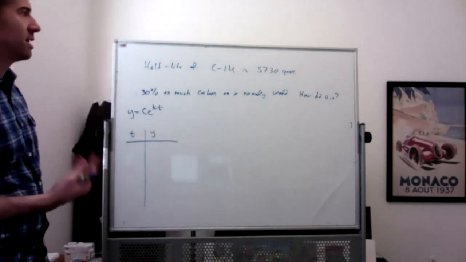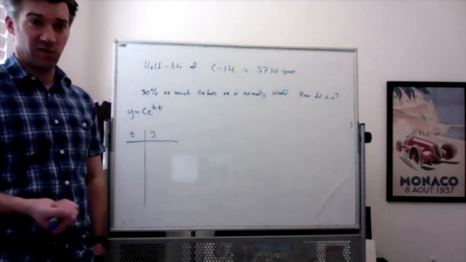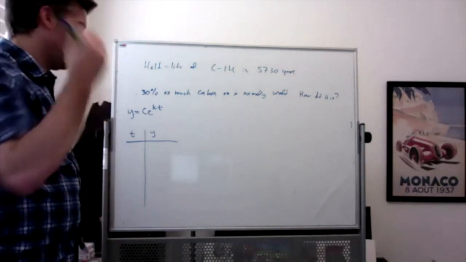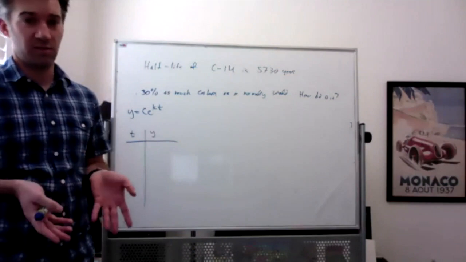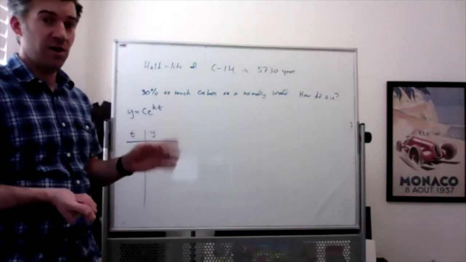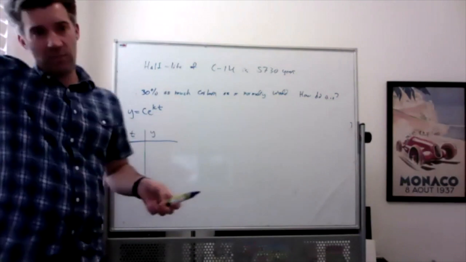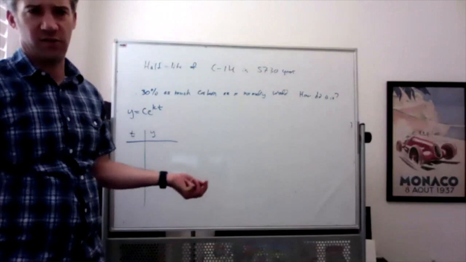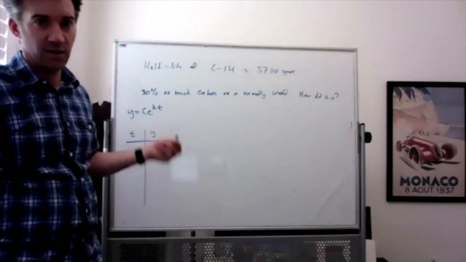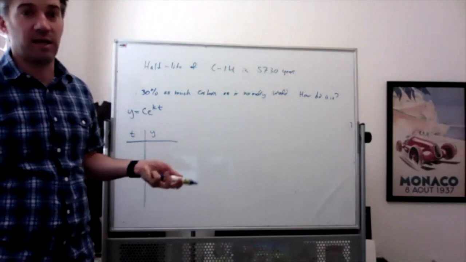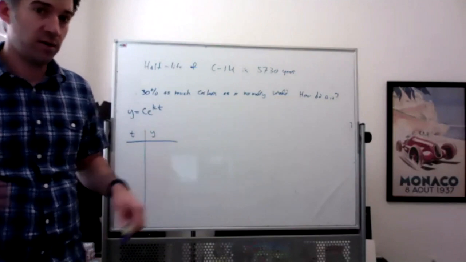Now, here's where we have to make a choice, and our choice does actually matter. We have to decide when we want time equals 0 to be. Do we want time equals 0 to be today when we found the piece of wood? Or do you want it to be however many years ago the wood first fell off the tree, when it started decaying? Either way will work, but it does make a difference as to how we solve this problem.